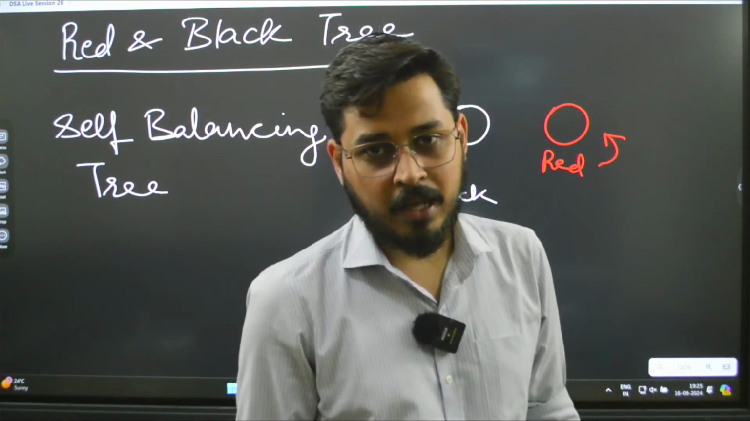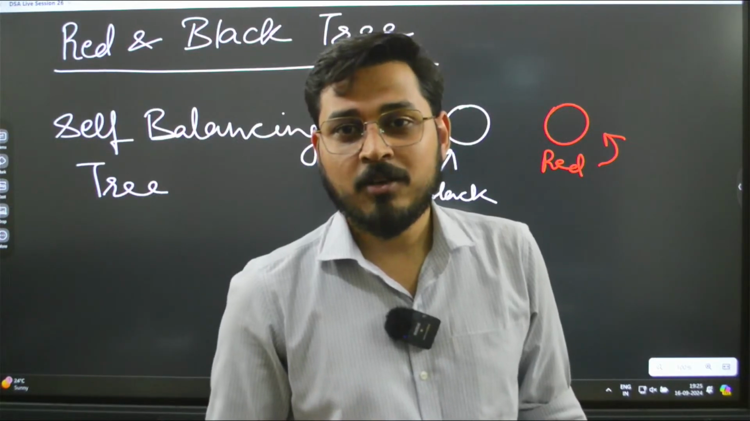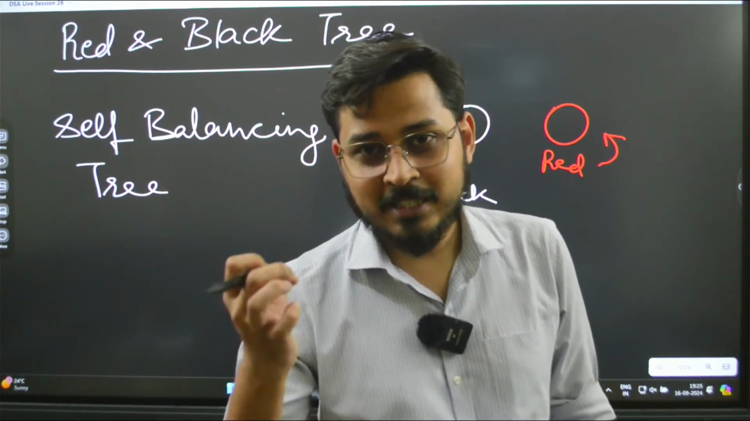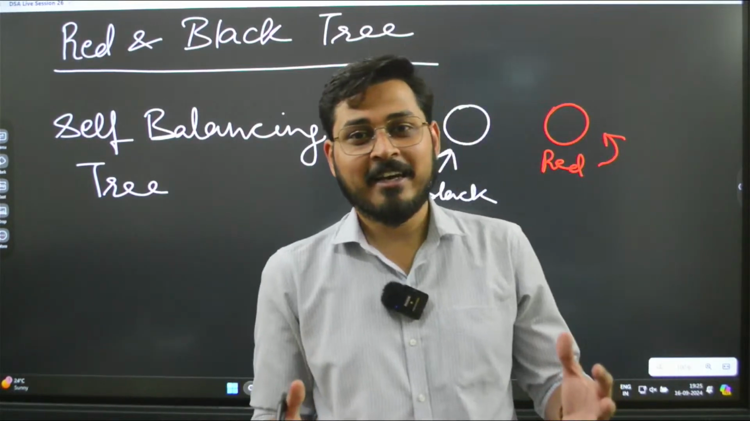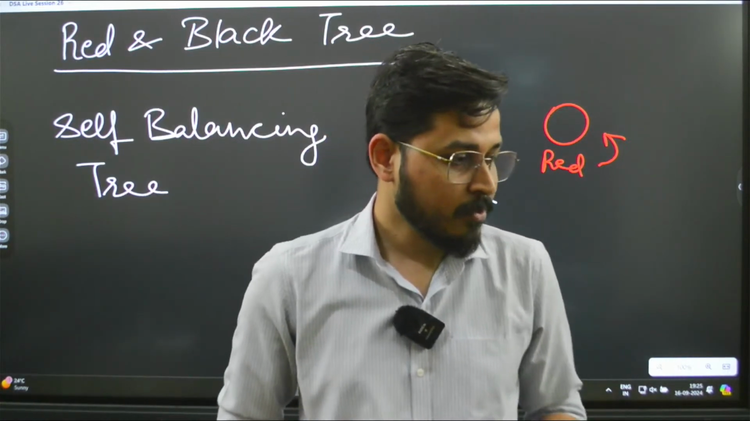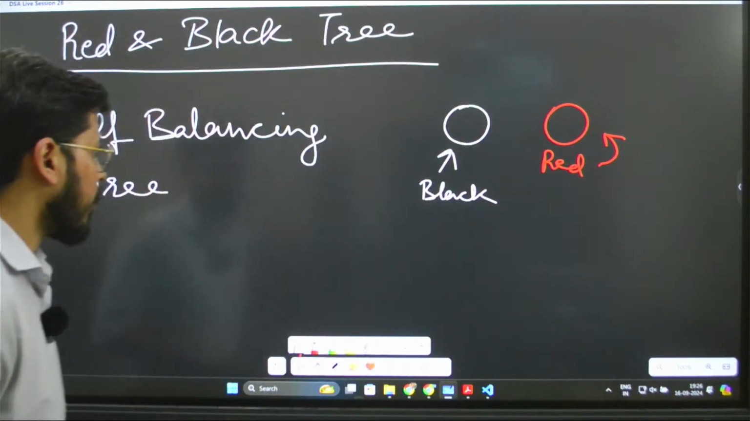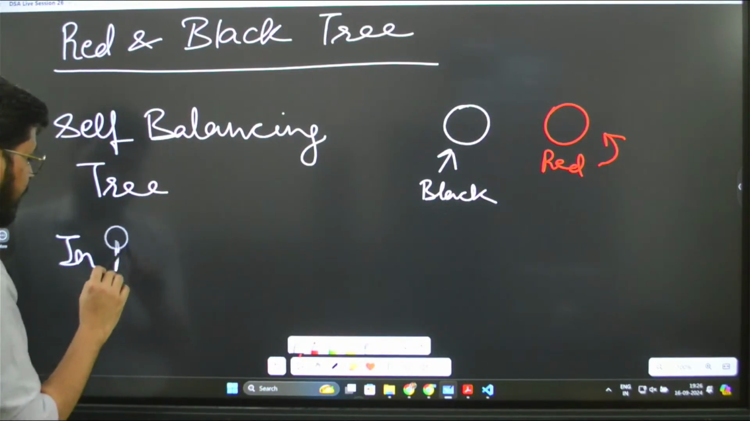Well, you guessed right. Red and black tree also does the same exact thing. It balances itself automatically and you don't have to worry about the balancing part. Understood? So, how does it work? Let us see. So, in AVL, I will write in AVL.